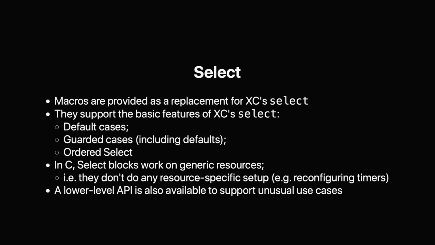Moving on to another major XC feature, libxcore provides a replacement for select blocks. Like par, the select replacement is exposed as a set of macros. The replacement supports all the basic features of XC select: default cases, guarded cases including guarded defaults, and ordered selects. Unlike XC's, libxcore selects work on generic resources. That is, they offer no special behavior which would depend on the actual type of resource producing events. For example, a libxcore select won't reconfigure your timer after an event. For unusual cases where a select is too prescriptive, there's a lower level API available in libxcore, but I won't be covering that in these slides.